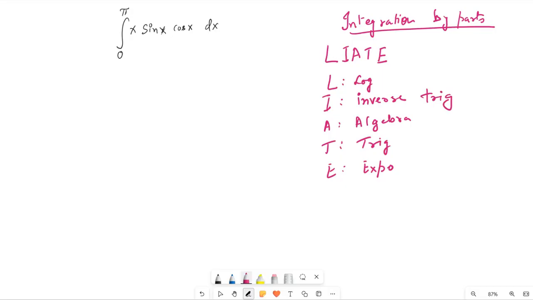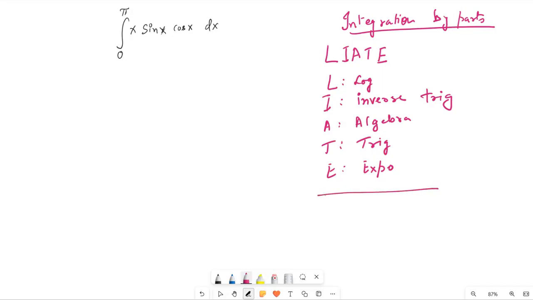Let's work on another problem. The integral of x sine x cosine x from 0 to pi with respect to x. Now, we have learned integration by parts. There usually are two functions. Here we are having three functions: x, sine x, cosine x. So we don't really have any technique to do that. So I'm going to do a little bit of manipulation.